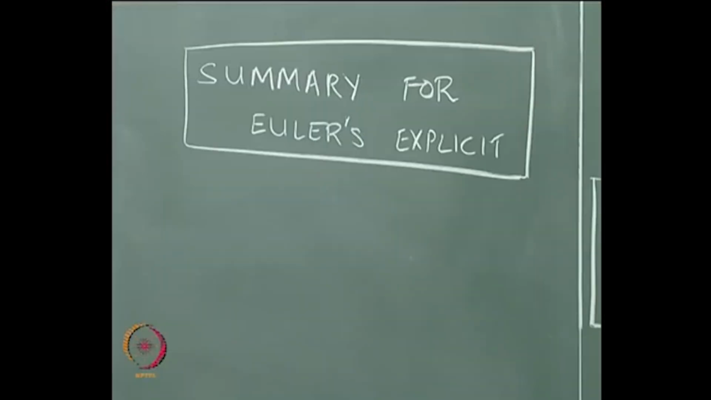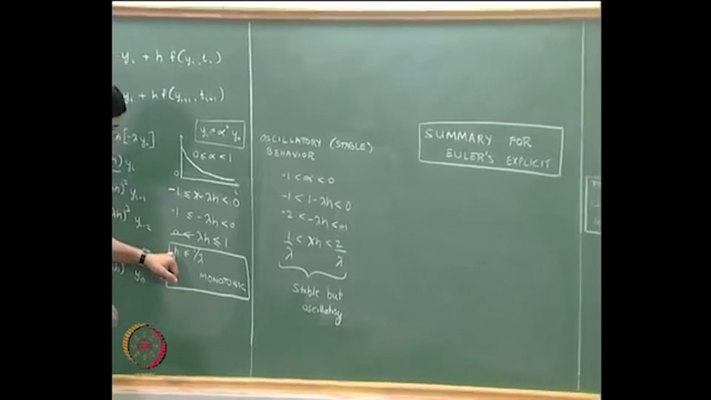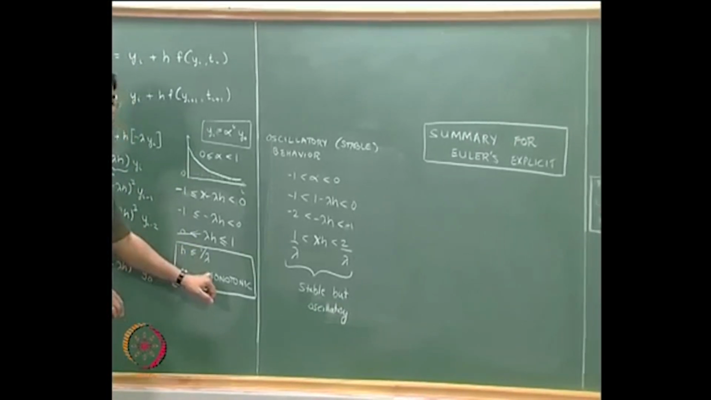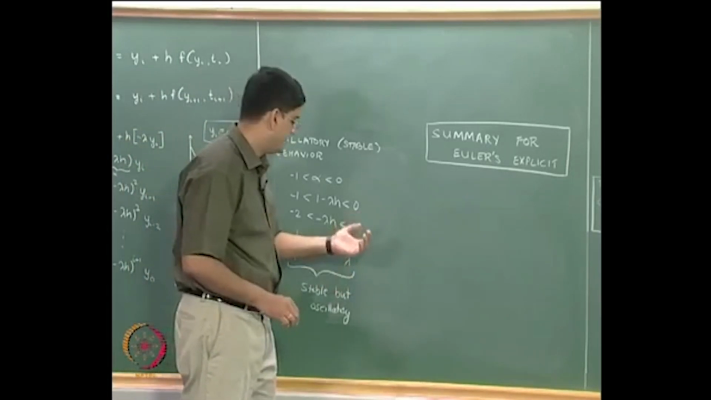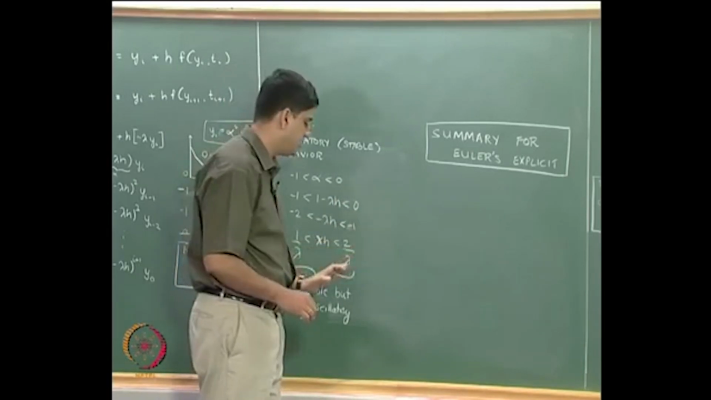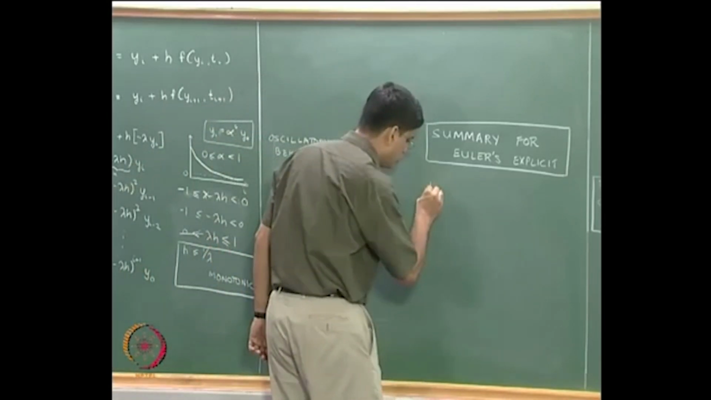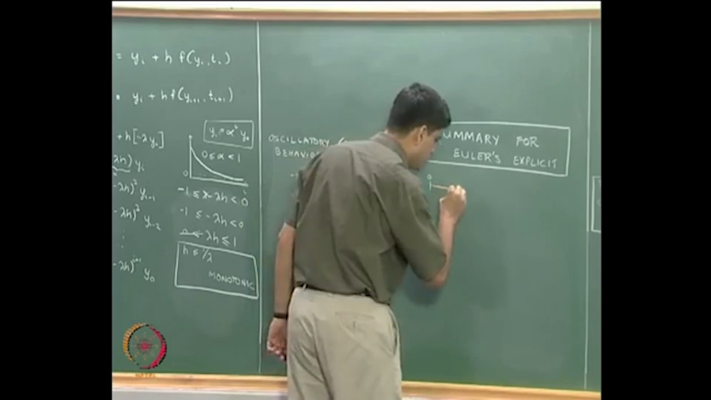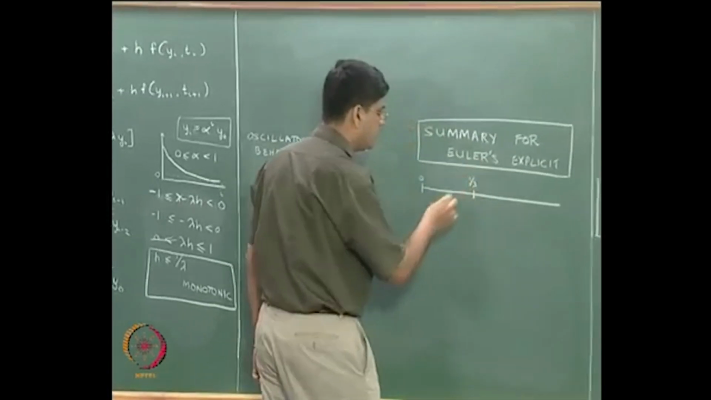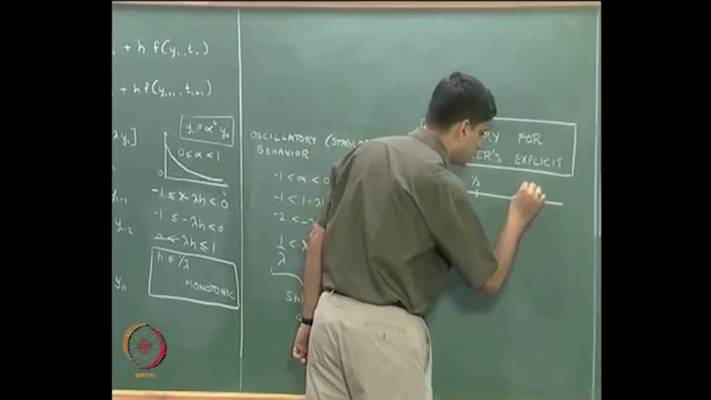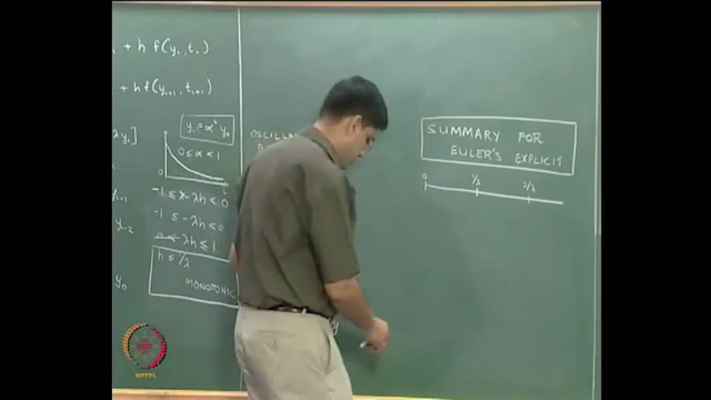the summary of stability results for Euler's explicit method is that if h lies between 0 and 1 by lambda, we will get monotonic and stable behavior. If h lies between 1 by lambda and 2 by lambda, we will get a stable though oscillatory behavior. If h is greater than 2 by lambda, we will get an unstable behavior. So, I will start with 0 over here, put a point at location 1 by lambda, put another at location 2 by lambda, and then these are the values greater than that.